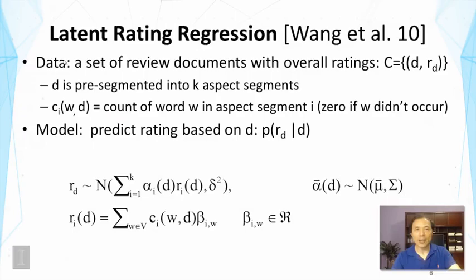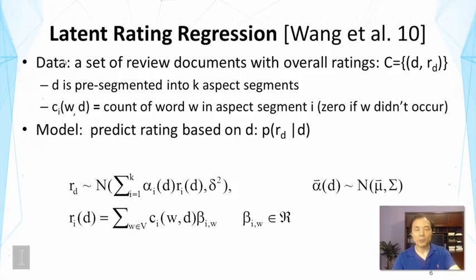So more formally, the data we are modeling here is a set of review documents with overall ratings, and each review document is denoted by d, and the overall rating is denoted by R sub D, and these are pre-segmented into K aspect segments. We're going to use C sub I of W and D to denote the count of word W in aspect segment I. Of course, it's 0 if the word doesn't occur in the segment.